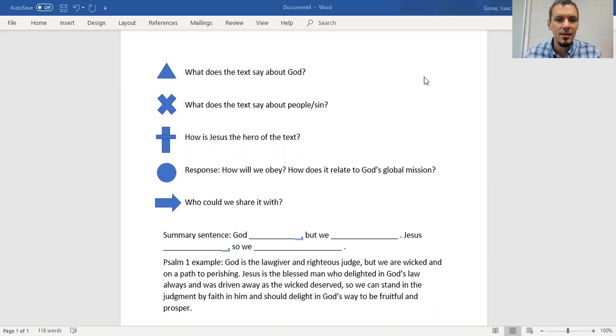And then finally, our response. So how will we obey what we've learned, and how does it relate to God's global mission? So for that one, we have a circle that could be like an O for obey, or it could be like a globe representation. Either way, we want to ask how we personally are going to respond to what we've learned about the gospel through the text, and we also want to apply that broadly to the mission of God and to what we can learn about that.